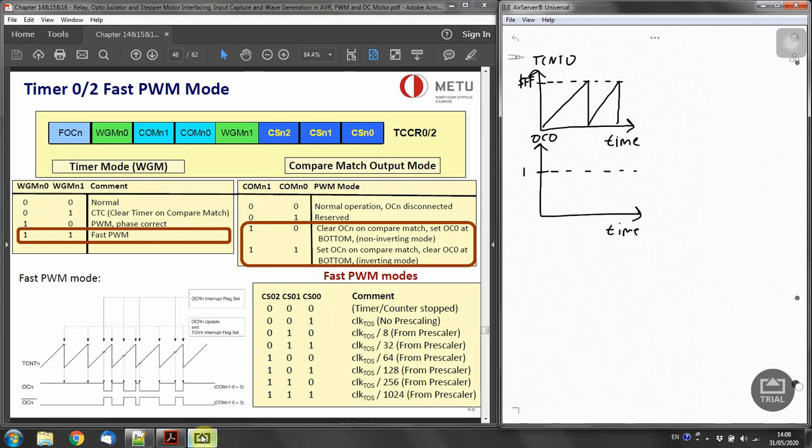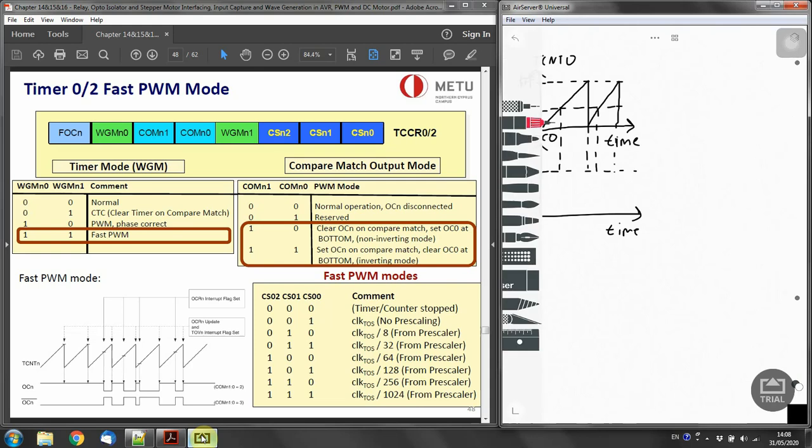So we can have a compare match, let's say somewhere here, we set the value, and whenever we reach there, we will get the value down somewhere there, and then it sets at top. So that's the second value that we are going to get, another compare match, and then another set at top.